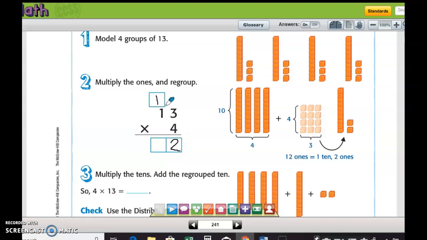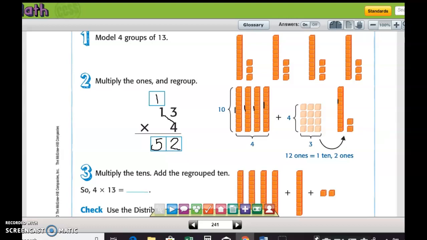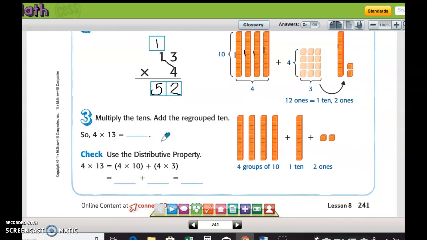And now, to get the tens place, just like when I multiply here, I'm going to get 1, 2, 3, 4, plus this one that's over here. 4 times 1 is 4, plus 1 more makes 5. So that's why we regroup. This is what it looks like with the models, and that's how we're going to solve these problems. So 4 times 13 is 52.